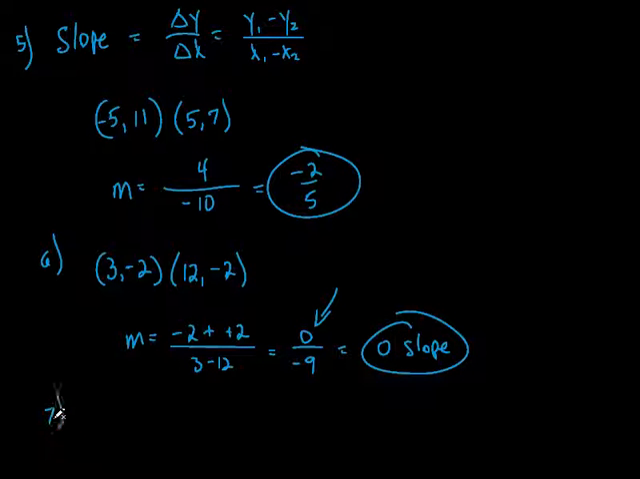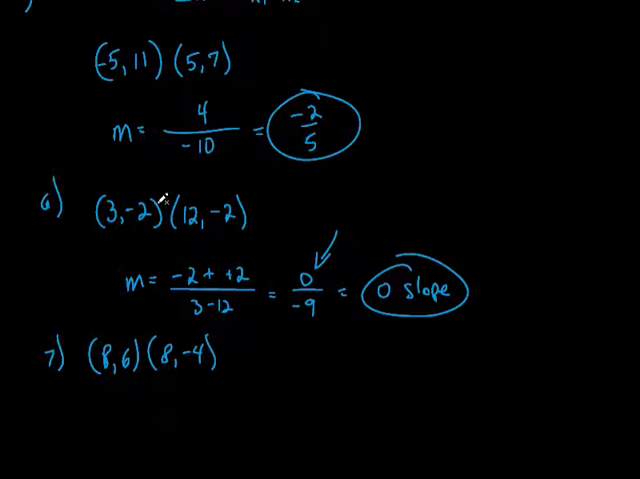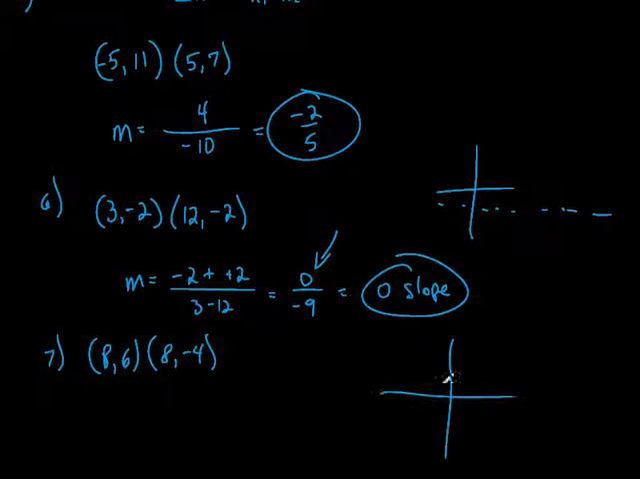Now, there's a big difference between that and the next one. Look at this. They give you 8, 6, and 8, negative 4. Now, if you think about what this looks like, 3, negative 2, 12, negative 2 right there. Look what kind of line it is. Horizontal line, isn't it? What about this? It's 8, 6 right here, 8, negative 4. What kind of line is it? Vertical line.